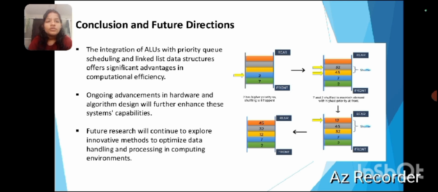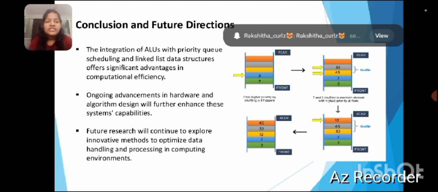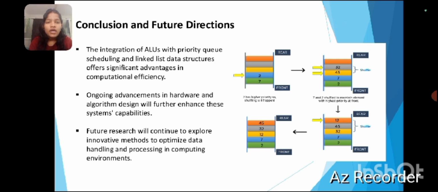Conclusion and future directions. The integration of ALU with priority queue scheduling and linked list data structures offers significant advantages in computational efficiency. Ongoing advancements in hardware and algorithm design will further enhance these system capabilities. Future research will continue to explore innovative methods to optimize data handling and processing in computing environments.